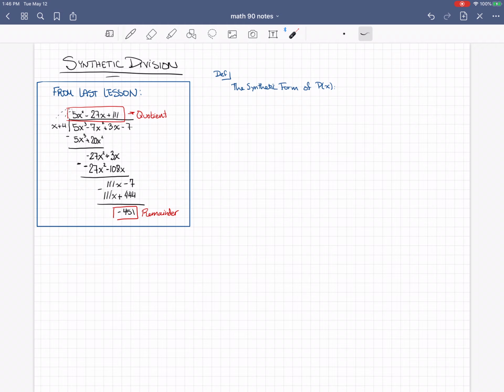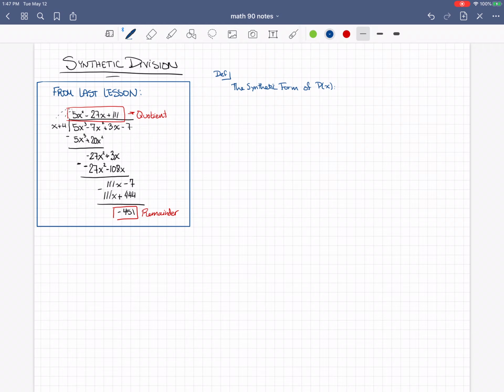And in that example, we observed, wow, we're writing the same thing over and over and over again, like the 5s, the 27s, the 111s, each got written 3 times, not to mention all of the variables that got written over and over again, all of these coefficients that had to be written a second time. And so what synthetic division attempts to do is take out those inefficiencies.